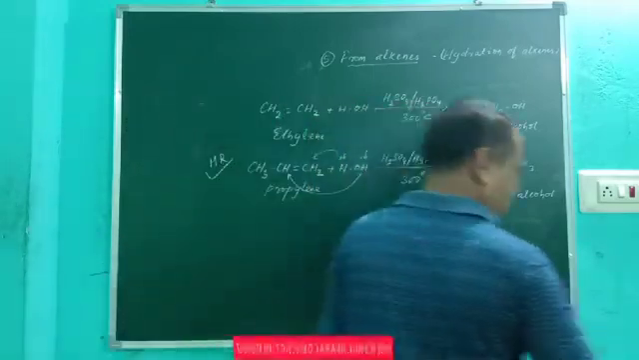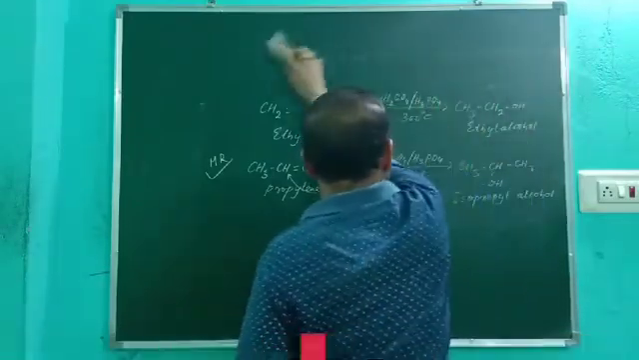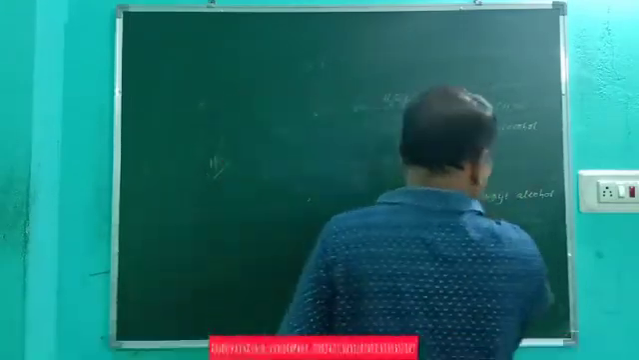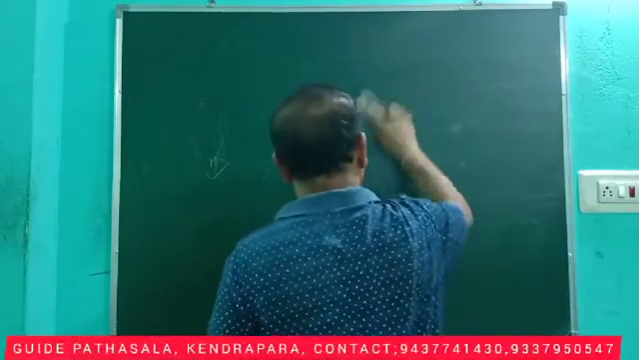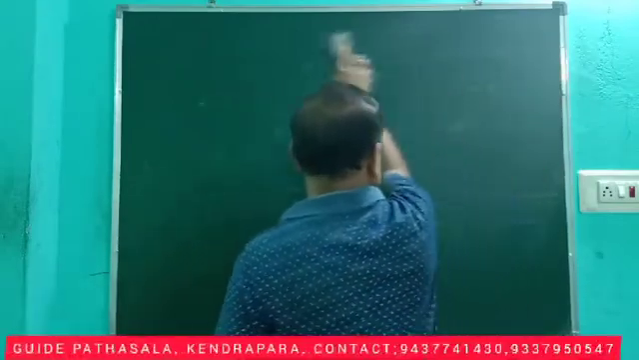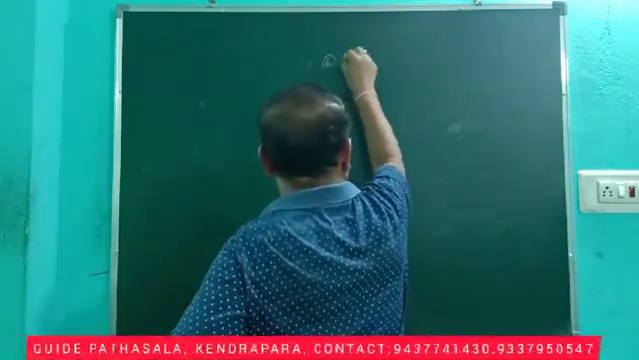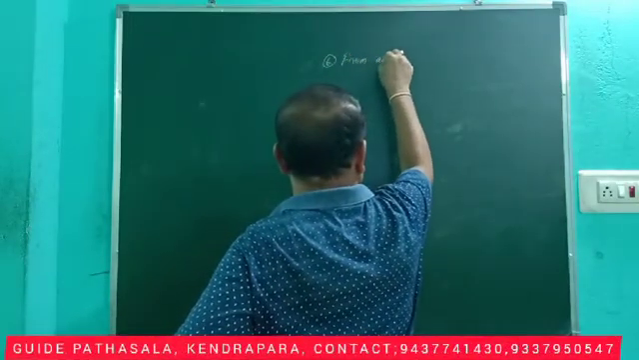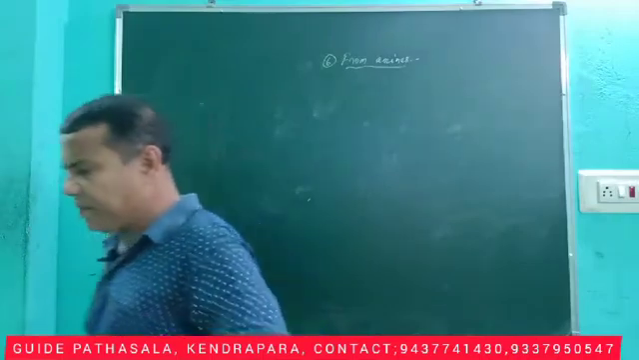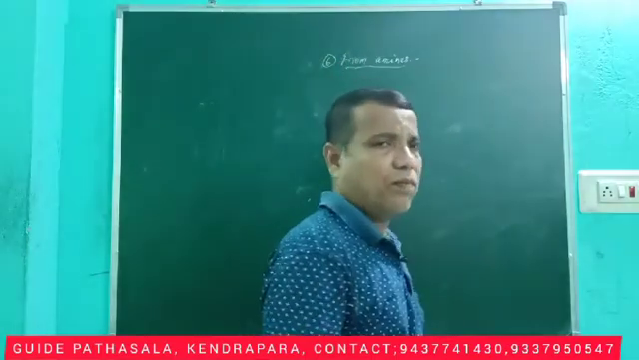Then come to number 6, that is from amines. When a primary amine reacts with nitrous acid, then a primary alcohol is formed.